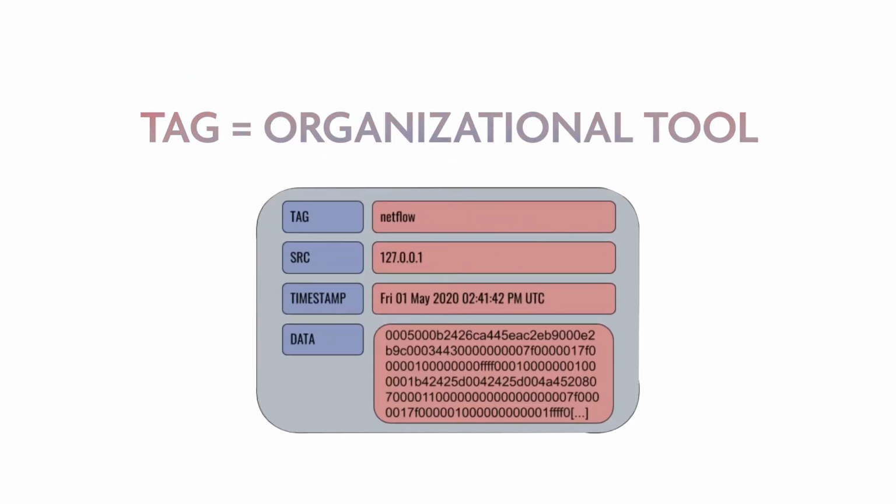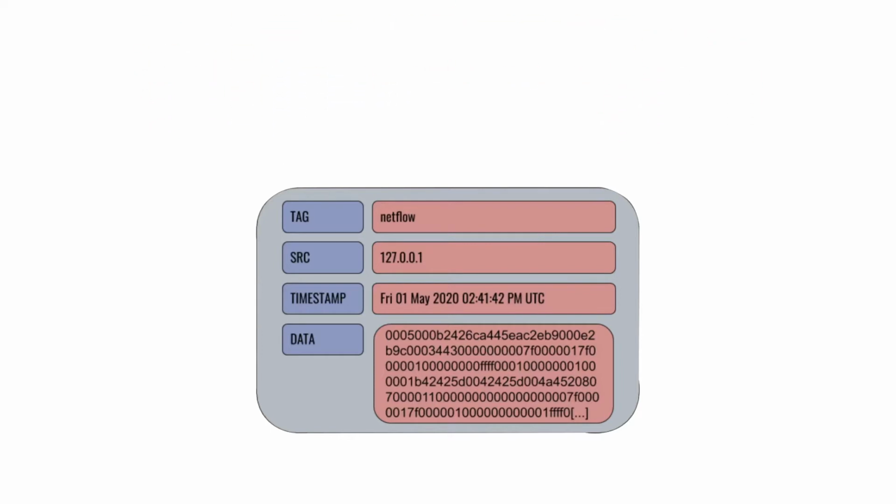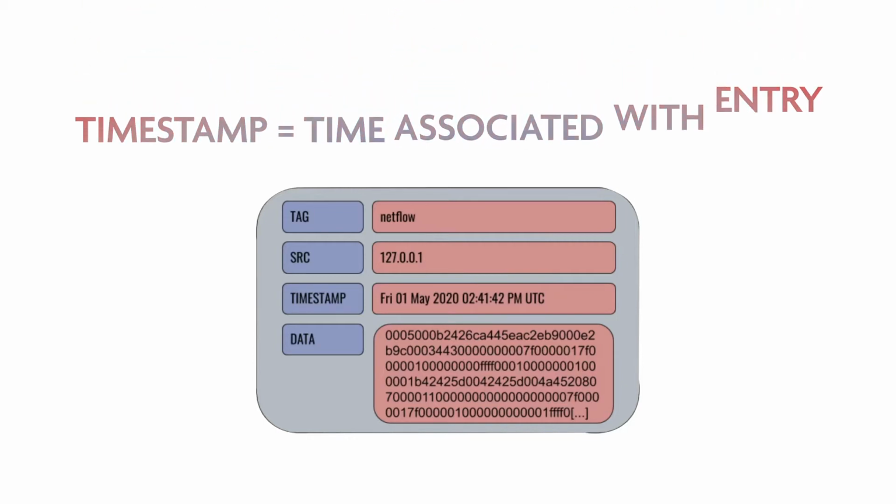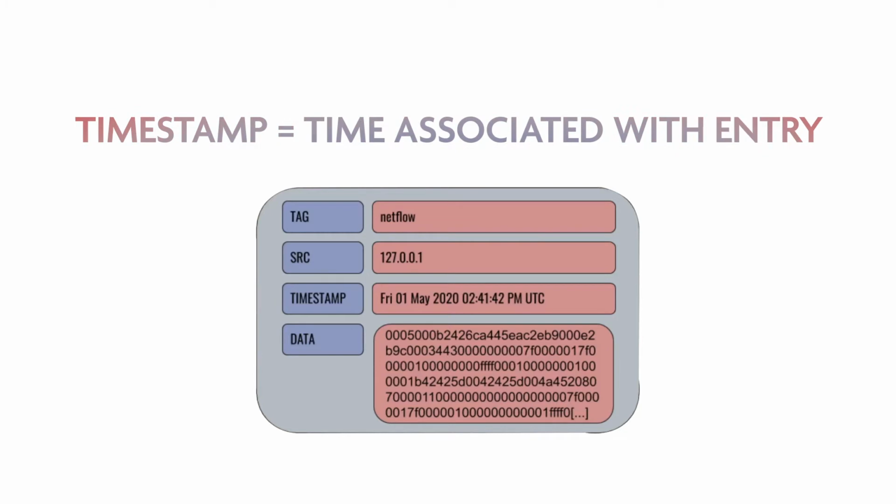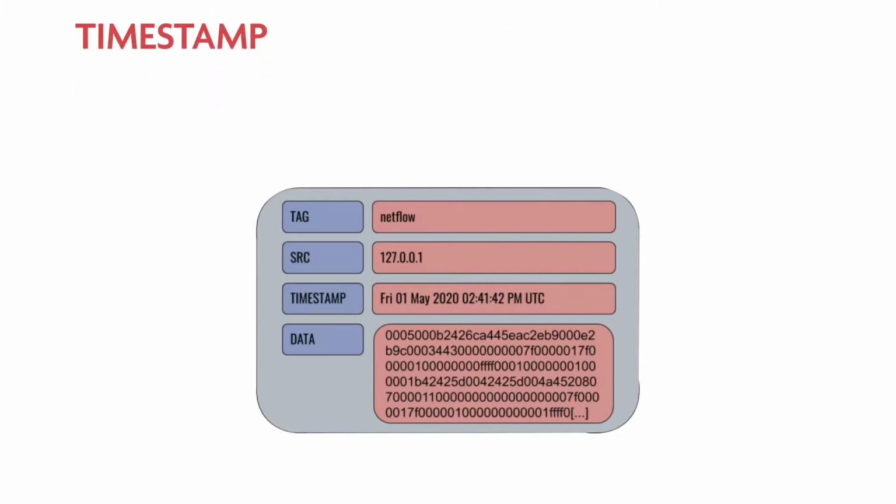It's applied by the ingester, in this case it's netflow. The source is an IP address, IPv4 or IPv6, which is meant to help track which ingester generated the entry in the first place. The timestamp is the time associated with the entry. This is frequently extracted from the actual contents of the entry and is meant to be the time at which the contents of the entry were created.